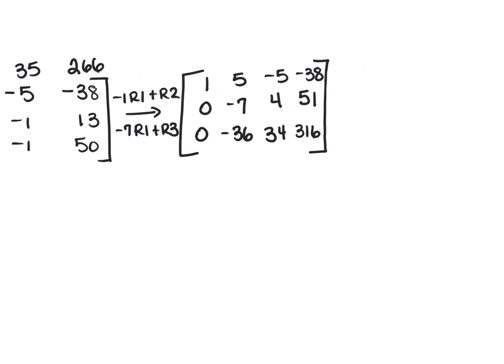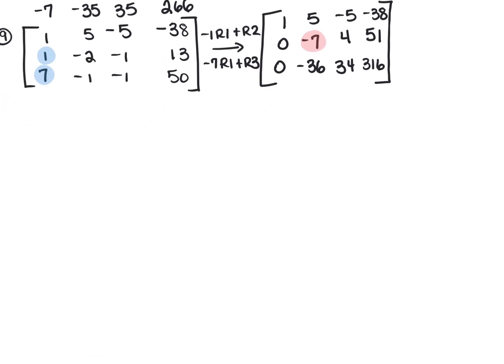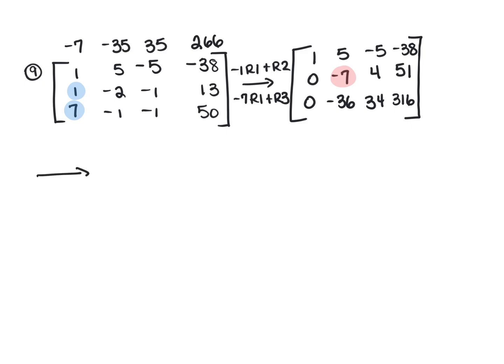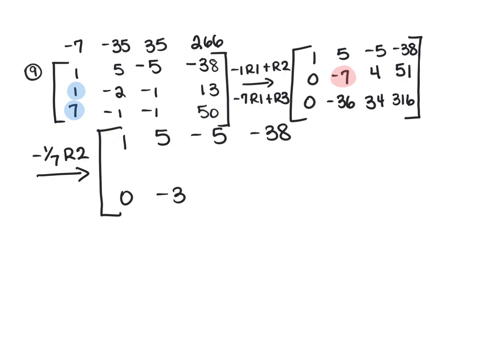Now, here is the least favorite part for any part of this that students don't like, and that's why I saved it for last. You now have to create a 1 right here. And there's no way to do that by interchanging anything. So what I'm going to have to do next is to take negative 1/7 times row 2. So the top row stays 1, 5, negative 38. The bottom row stays 0, negative 36, positive 34, and 316.